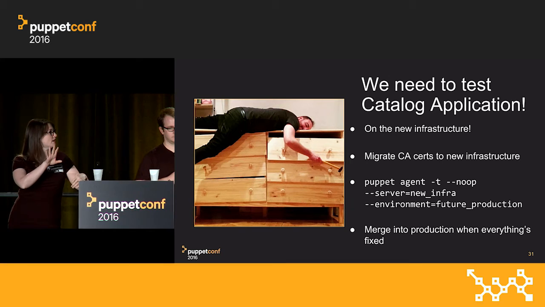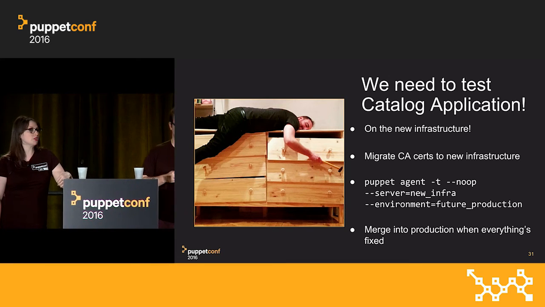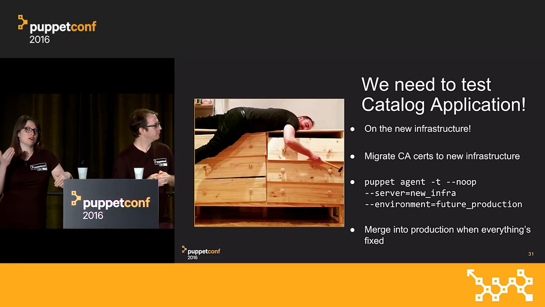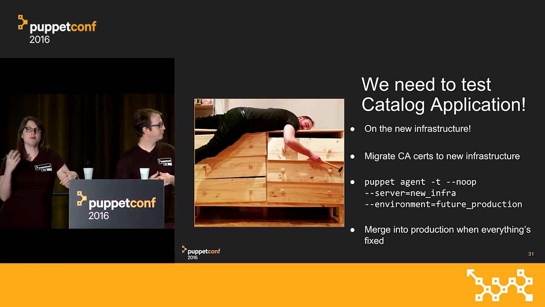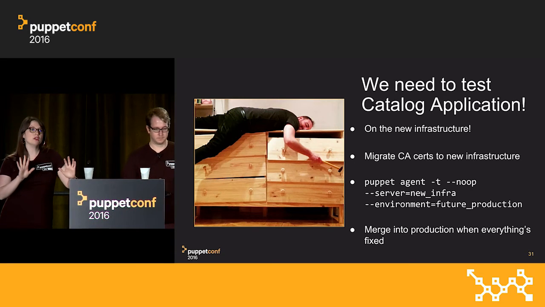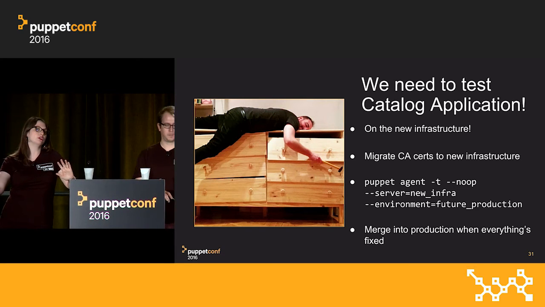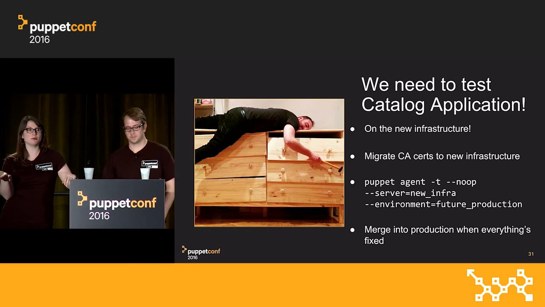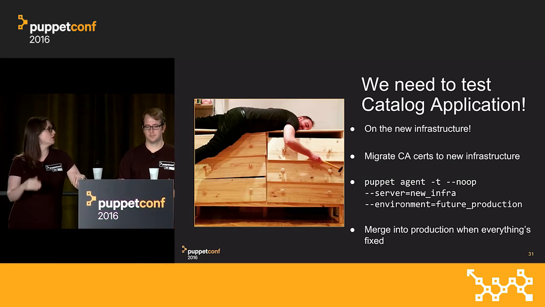So here's the syntax you would want to use for that no-op or simulation run. That --server flag is saying, here's the new Puppet master that I want to point to. And then the environment is making sure that you're compiling that code from your future production branch where you've made those changes and fixed your code to make it ready for Puppet 4. So once you've done that and everything's working, you've tested it on your new infrastructure, that's when you're ready to start merging all those changes you've made in your future production branch back into production.